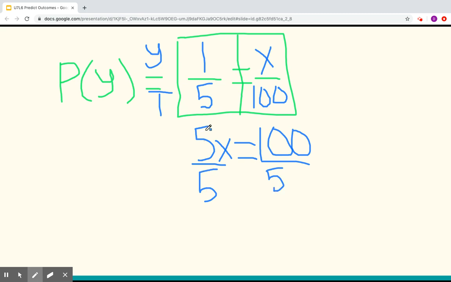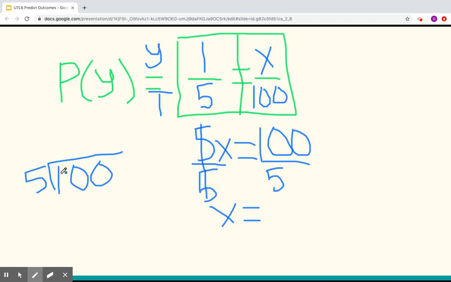5 divided by 5 is just a 1, so we can go ahead and cancel these out. Bring down your X. Bring down your equal sign. And 100 divided by 5, we could go ahead and do long division here. Five doesn't go into 1, but it does go into 10 2 times. So 5 times 2 is 10. Subtract that 10. 10 minus 10 is 0.